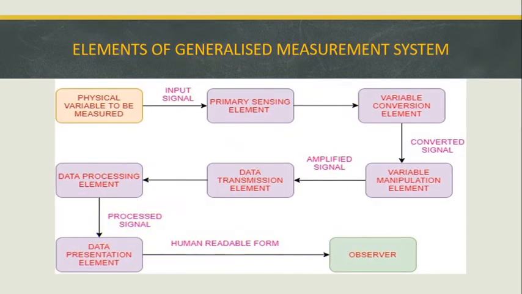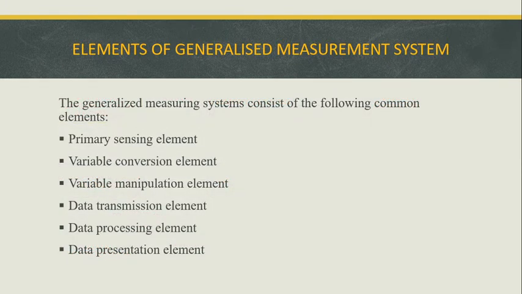Okay. The next topic is elements of generalized measurement system. Here in generalized measurement system there are 6 elements. One is primary sensing element. The second one is variable conversion element. Then variable manipulation element, data transmission element, data processing element, and data presentation element.